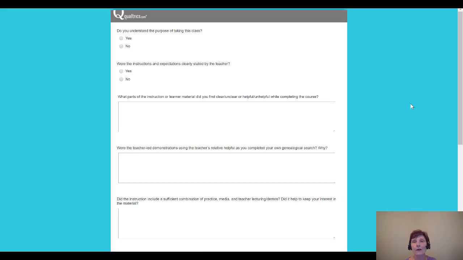Finally, for the evaluation, this is an example of the student evaluation for this mini genealogy course. It's a combination of open-ended and closed-ended questions that the facilitator and the instructional designer can use together to be able to make improvements to the course as needed. There's also an additional evaluation survey for the facilitator and for the subject matter experts.